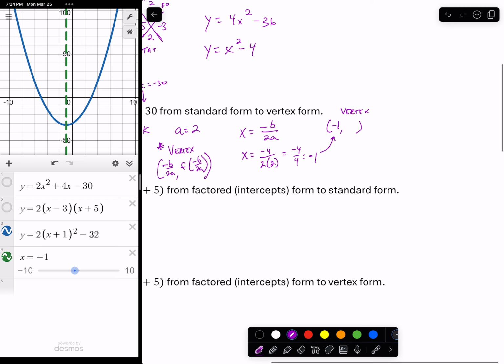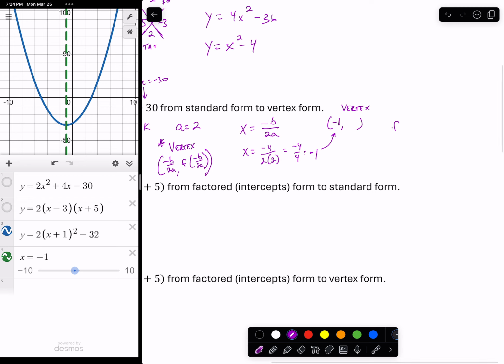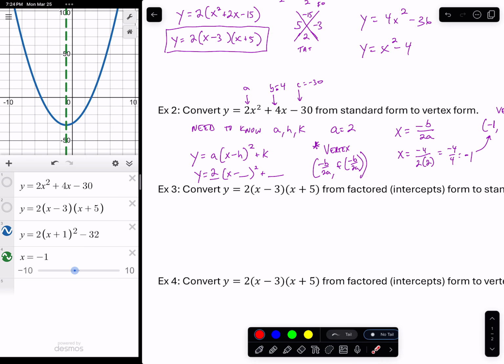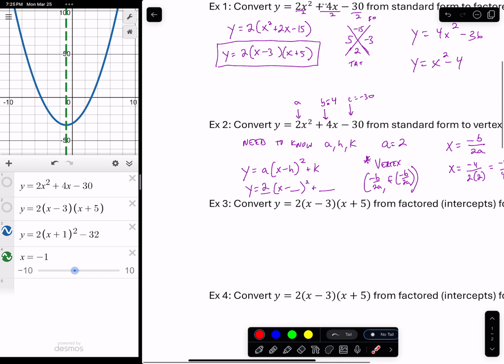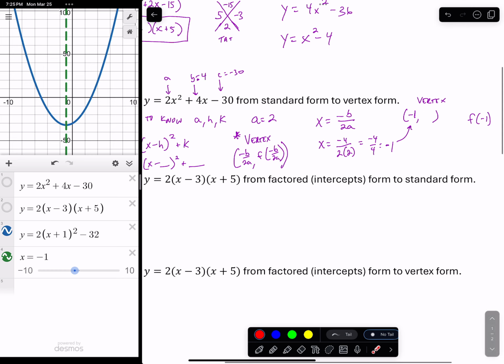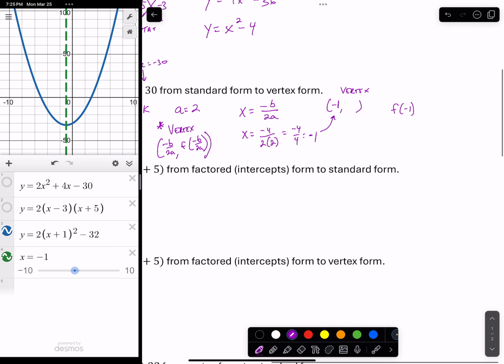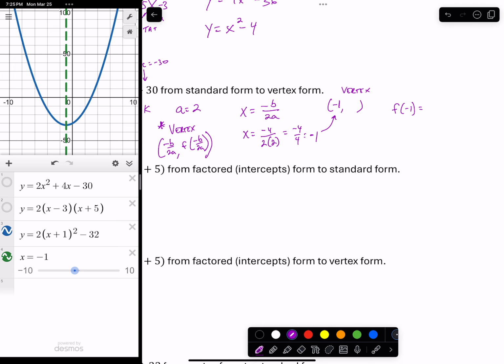Now, to get the y-coordinate, I'm going to find f of negative 1. Okay, now this function doesn't have f of x, but it's a y, but it's all the same idea. So if I plug that value, negative 1, in for x, I'm substituting in negative 1 here for x, and I'm substituting in negative 1 in here for x. I'm going to simplify this, do the arithmetic, and find out what the y value is of that vertex. And that will work for any point on the curve. If you know the x value, you can plug it in to get its y value.